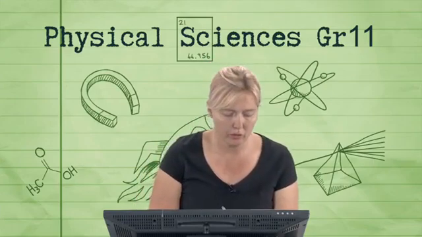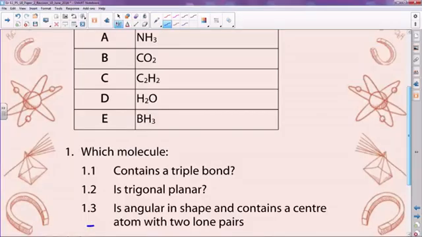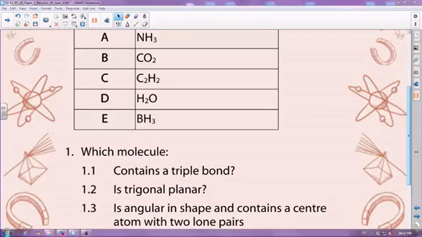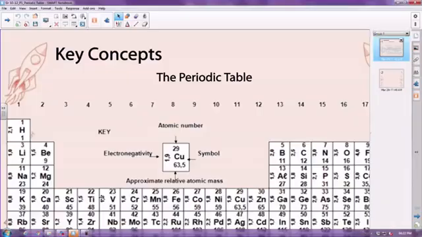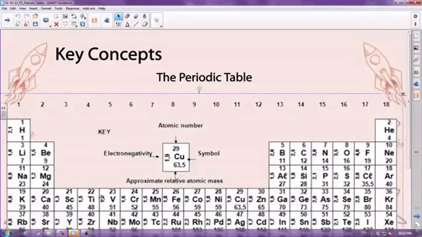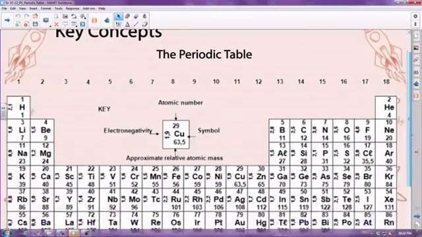I just want to show you quickly, because if you aren't sure of things, like you can't remember if it's got a triple bond or a double bond or anything like that, go and have a look at your periodic table. Remember how useful your periodic table is. Right, so your periodic table is really very useful.